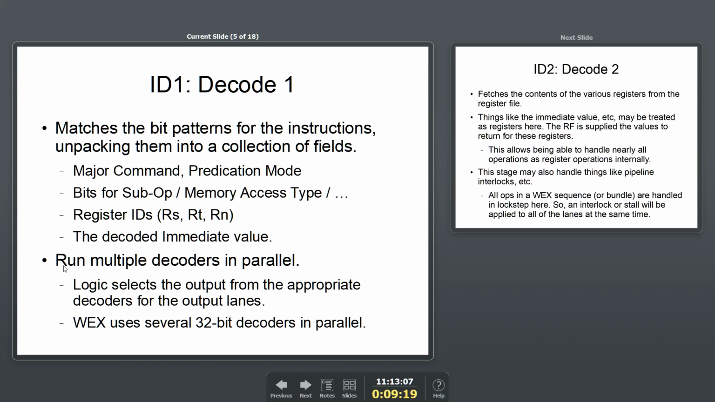It runs multiple decoders in parallel. As noted, for a 3 wide thing, it needs to use roughly 3 32-bit decoders. There's also the 16-bit decoders and the 48-bit decoders, but only one of those needs to be run at a time because WEX only supports 32-bit operations, or yeah, 32-bit encodings.